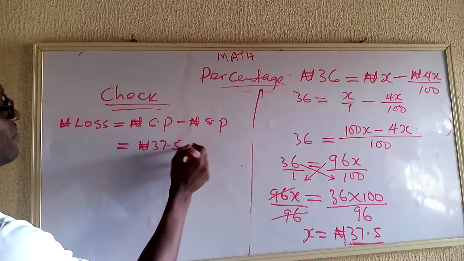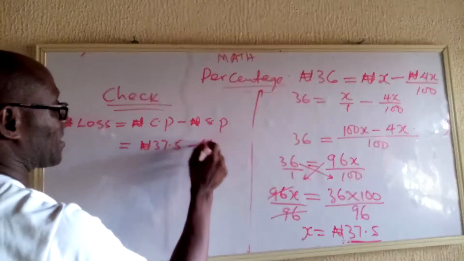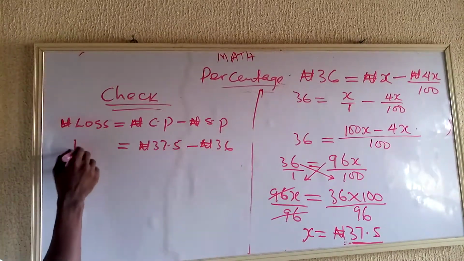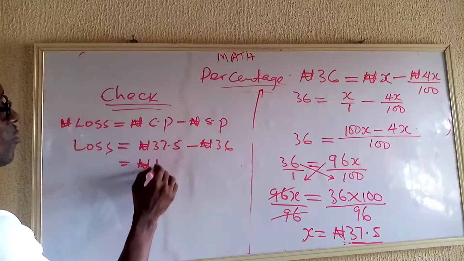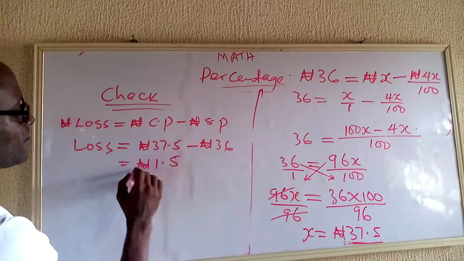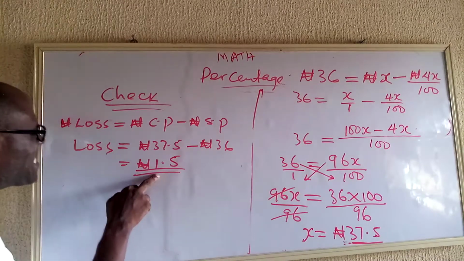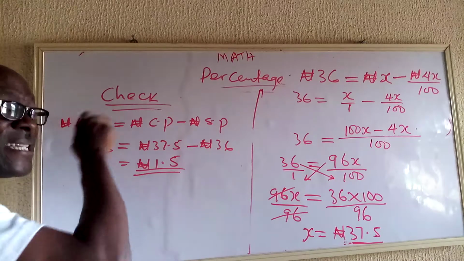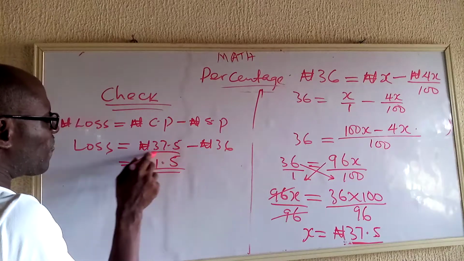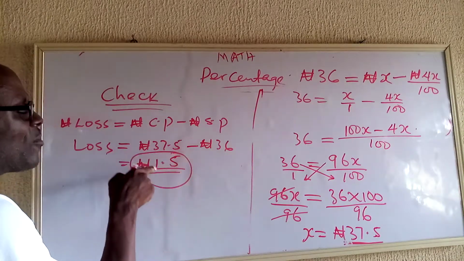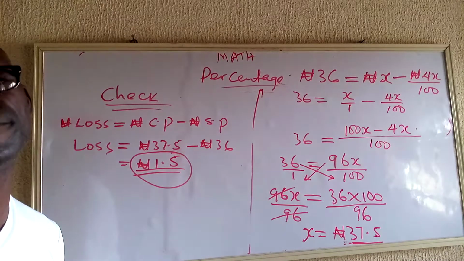That's 7.5 minus the selling price that we are given in the question, which is 36 naira. So what will now be the loss? If you subtract this from this, you get what? 1.5 naira. Now that means 1.5 naira is the loss in terms of the currency. So if we are right, we are going to convert this to percentage and we must get 4%. If we don't get 4%, it means we are wrong.